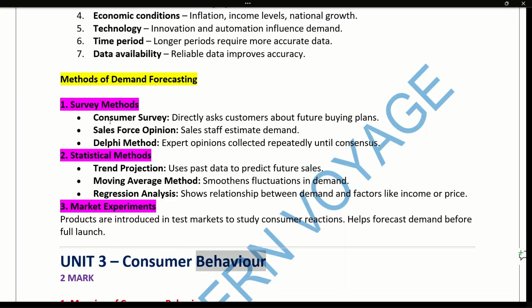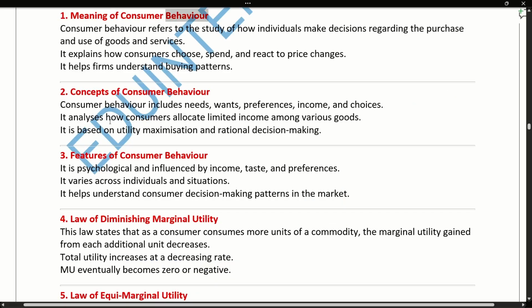Unit 3 Consumer Behavior. 2 Mark. 1. Meaning of consumer behavior. Consumer behavior refers to the study of how individuals make decisions regarding the purchase and use of goods and services. It explains how consumers choose, spend, and react to price changes. It helps firms understand buying patterns.